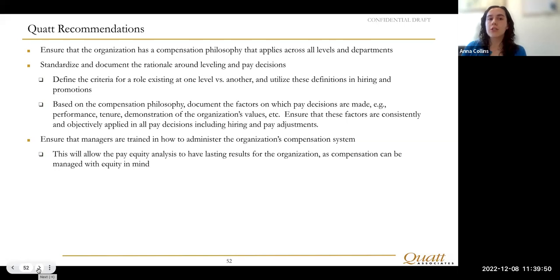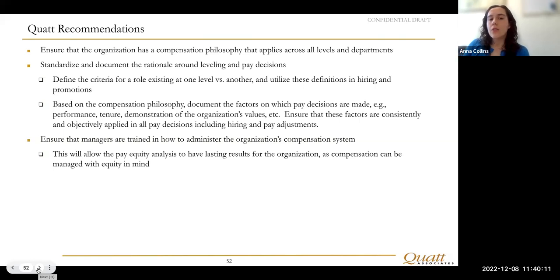Additionally, standardizing and documenting rationale around leveling and pay descriptions. So again, this is to make sure that you don't have to do things on an ad hoc basis. So defining what it means for a role to be at one level versus another, and documenting when someone is promoted, when someone is hired, why they are at the level that they're at, why they're at the pay level that they're at, so that it isn't done because somebody's in a rush.